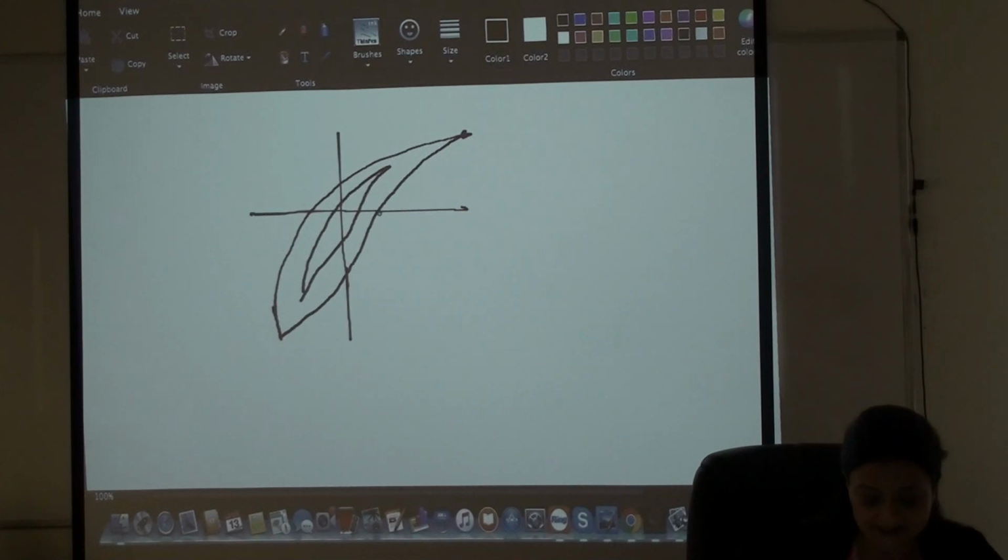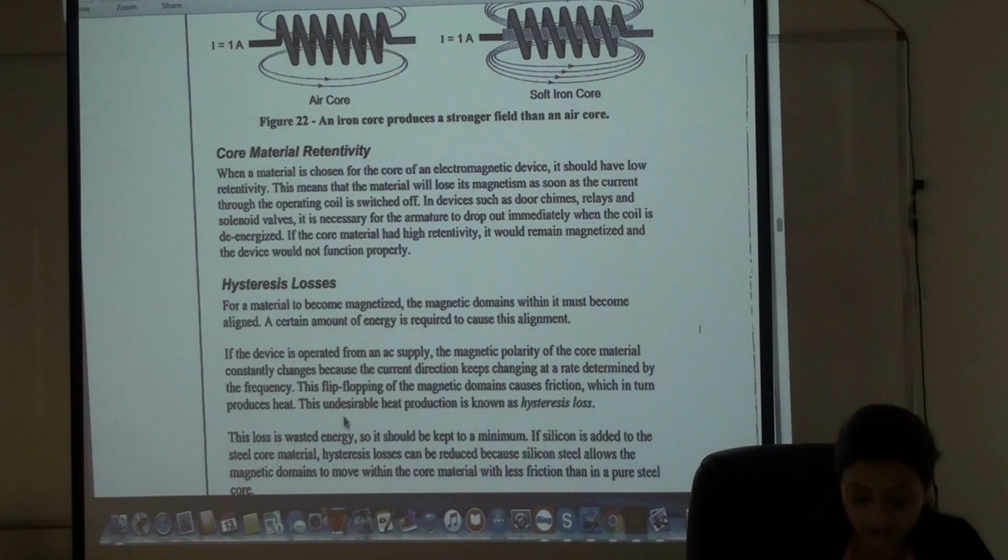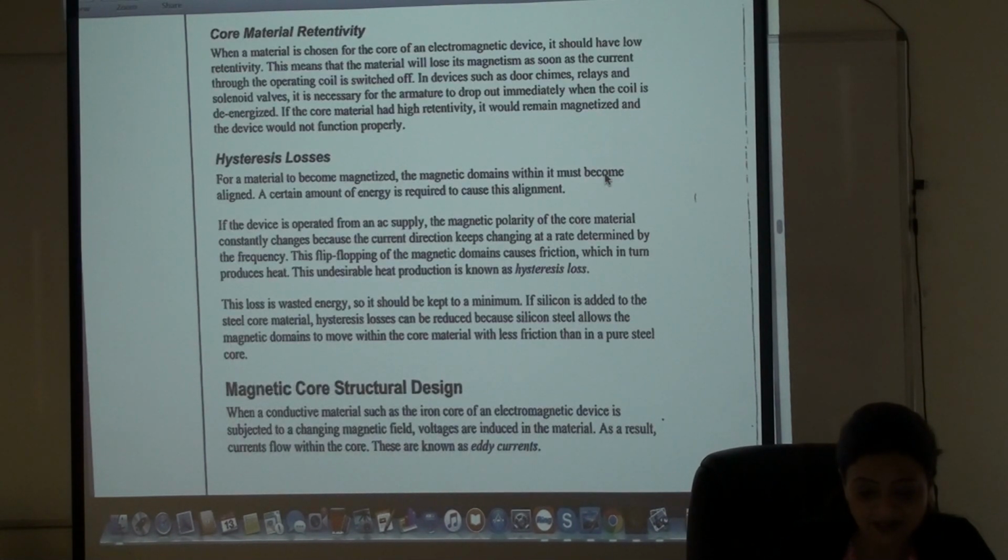Now you're demagnetizing it. The losses that happen on the way to magnetize the material and then demagnetize it are called hysteresis loss. That's the story he must be teaching you here. If I were you, I would at least highlight the definition from this paragraph. Here it says, if the device is operated from an AC supply, the magnetic polarity of the core material constantly changes between the current direction, because the current direction keeps changing at a rate determined by the frequency. This flip-flopping of the magnetic domains causes friction, which in turn produces heat. This is called hysteresis loss.